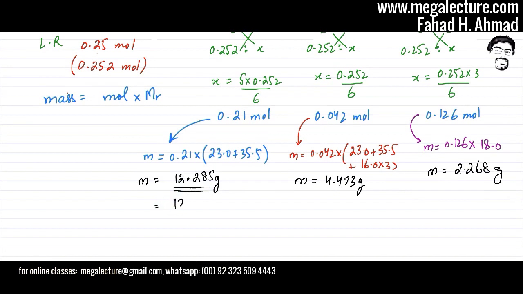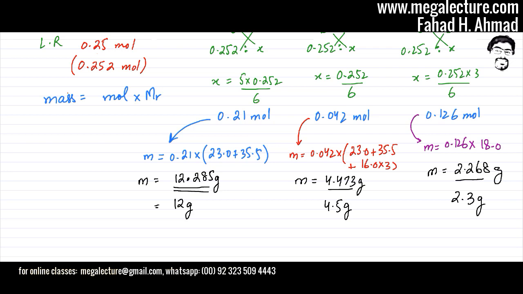So it's going to be 12 grams. This answer is also going to be rounded off to 2 significant figures, so it's going to be 4.5 grams. And the same is true for this value. It's going to be rounded off to 2 significant figures, so this would come out to be equal to 2.3 grams. And those are going to be your final answers.